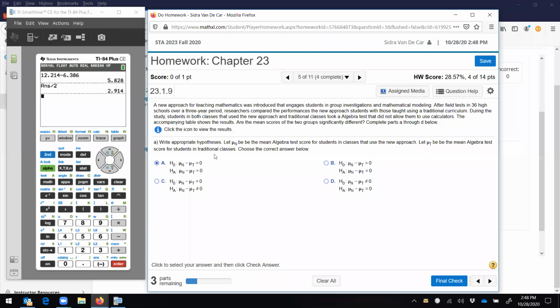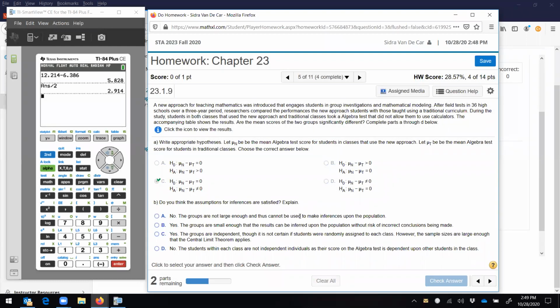What did we do wrong? Oh, it just says, are the scores significantly different? We don't necessarily believe the new approach is better. So this should be a two-tailed does not equal. I'm sorry, I didn't read the whole thing well.